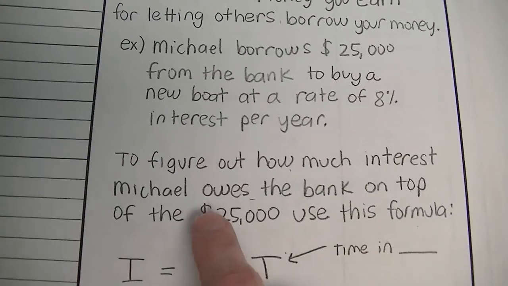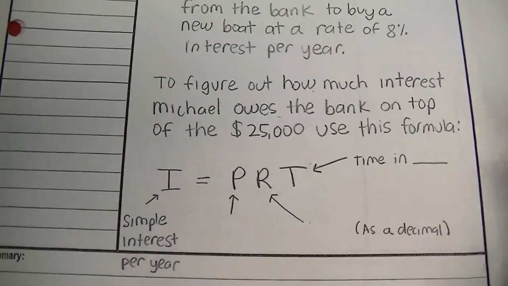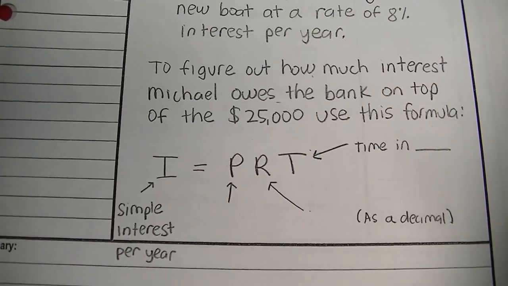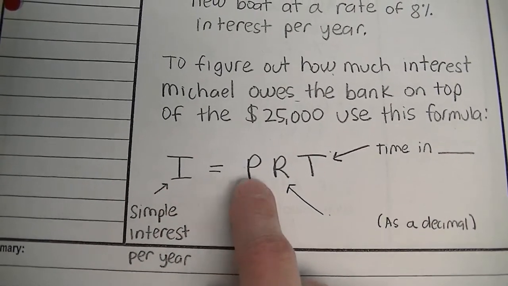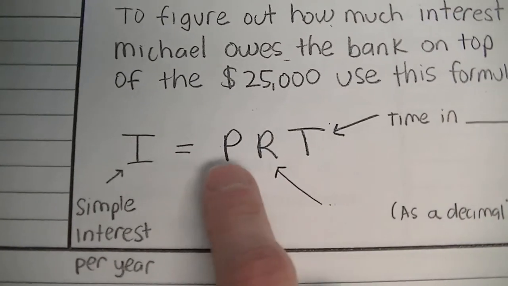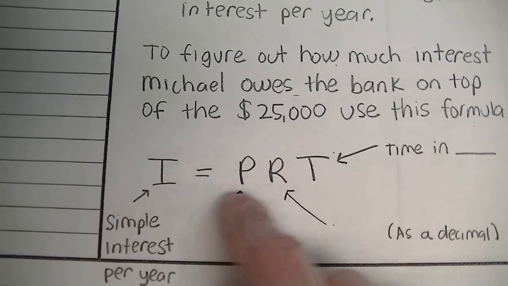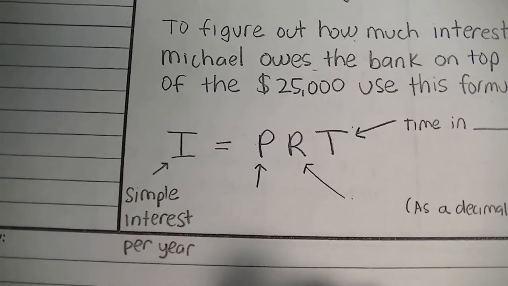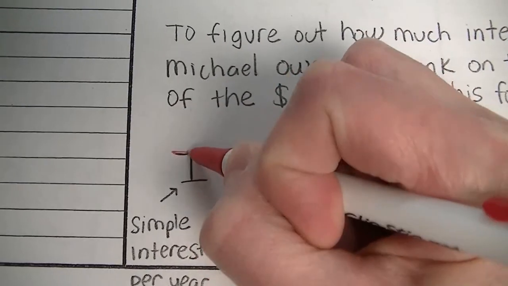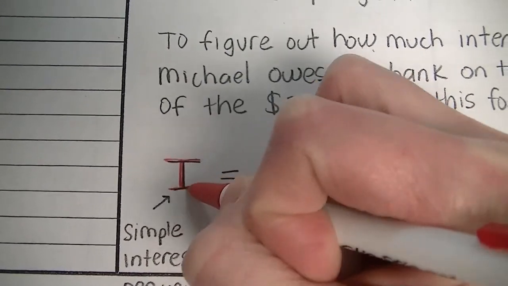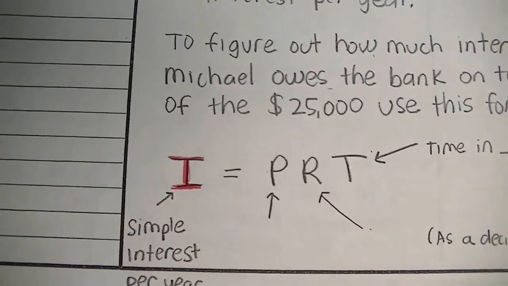So anyway, to figure out how much interest Michael owes the bank on top of the $25,000, use this formula. And this is something you're probably going to have to memorize if it doesn't come straightforward to you, okay? It says I is equal to P times R times T. I know this is multiplication because see how the variables are just smushed together? And I realize there are a lot of variables there. But here's what the variables represent. The I stands for the simple interest. We're just teaching you simple interest in 7th grade, and obviously it gets more complex as you get older and when you actually start borrowing money.